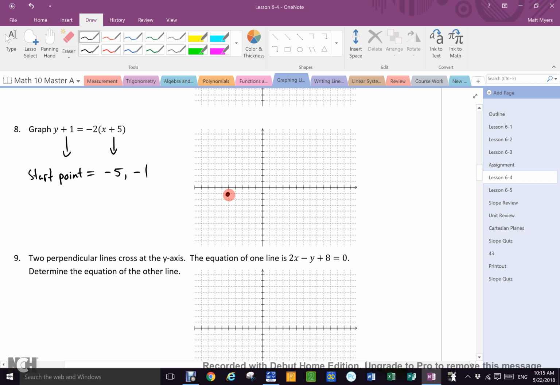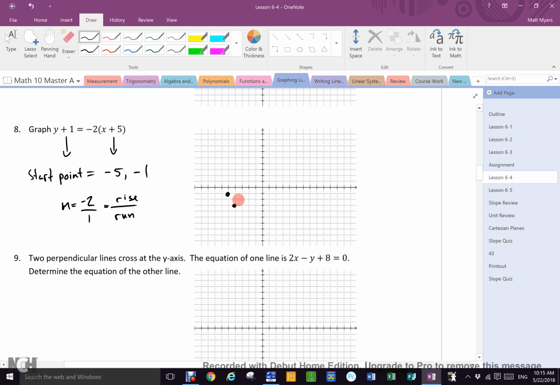How do I get 2 more points? I use the slope. Slope is negative 2. But I need a rise and a run. Negative 2 over 1 is rise over run. How do I do a rise of negative 2? Down 2. How do I do a run of positive 1?